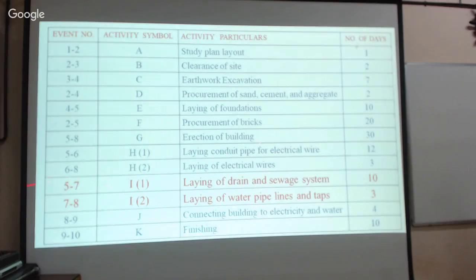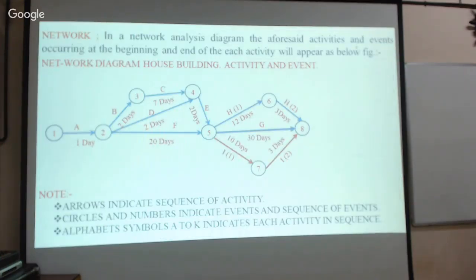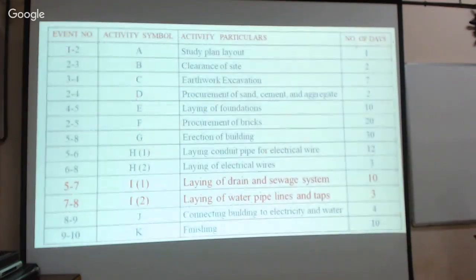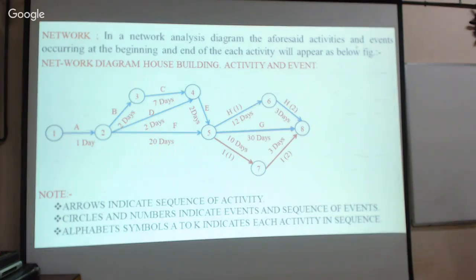And similarly, 5 to 7 and 7 to 8, laying of drain and sewage system, laying of water and pipe system, that is 10 days and 3 days. Please kindly go through this. You note down this, 5 to 7 and 7 to 8. And now, this is the network diagram. We are drawing this network diagram according to the data designed by the engineer or the project engineer.